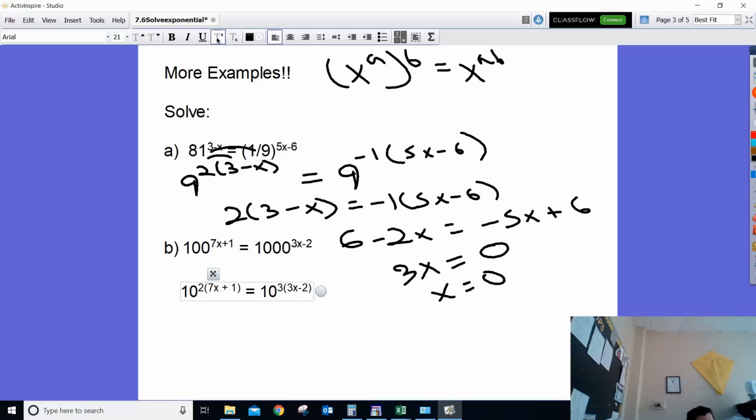I think you get a fraction. Yeah, 5x equals 1, 2, 3, 9. Hey, Johnny, you finished with it already? 2 times 7x plus 1 equals 3 times 3x minus 2. Set the exponents equal to each other.